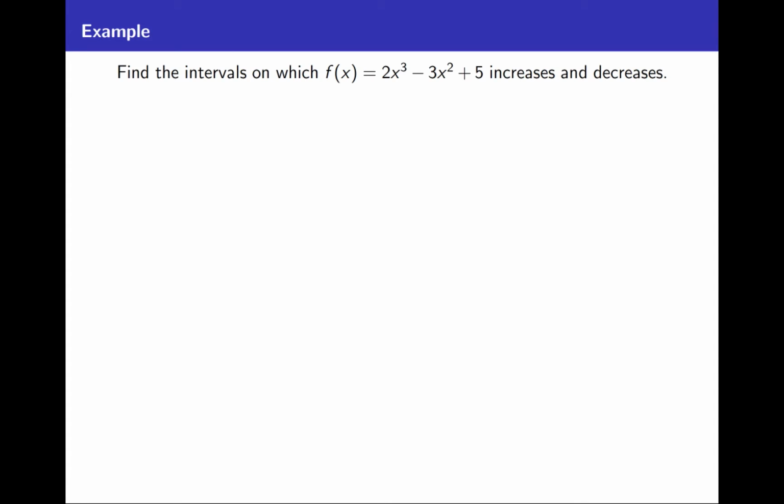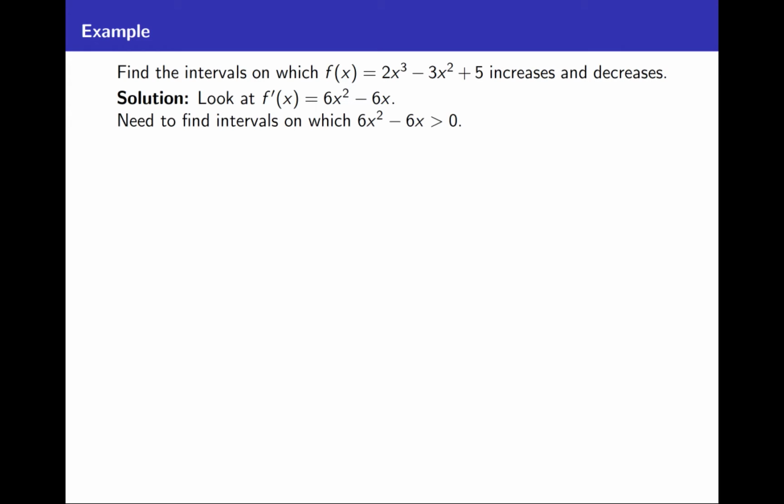Let's do some examples. In our first example, let's find the intervals on which the function f of x equals 2x cubed minus 3x squared plus 5 increases and decreases. To solve that, we have to look at the derivative f prime of x, which is 6x squared minus 6x. In particular, we want to find out where that derivative, 6x squared minus 6x, is positive, which will be where the function f is increasing, and also where it's negative, which will be where the function f is decreasing.